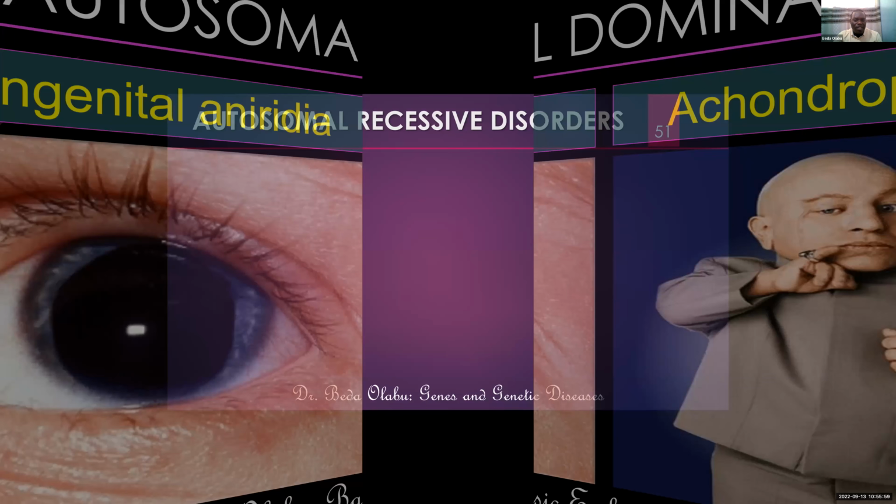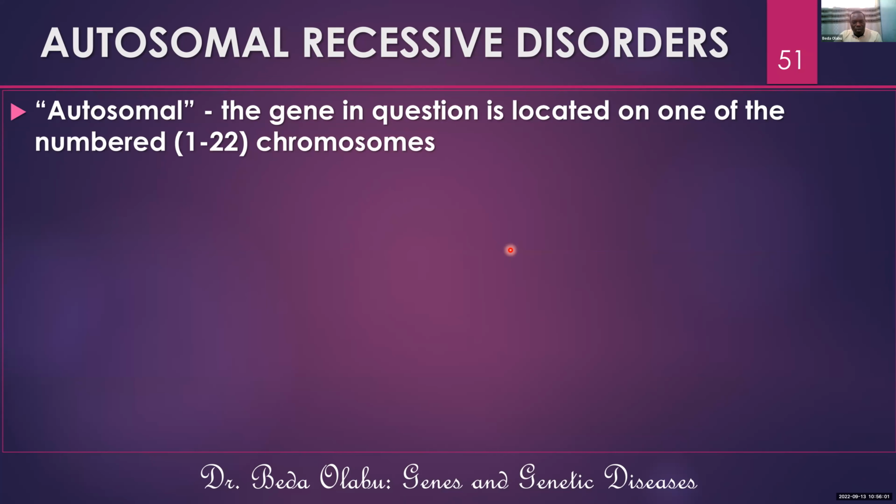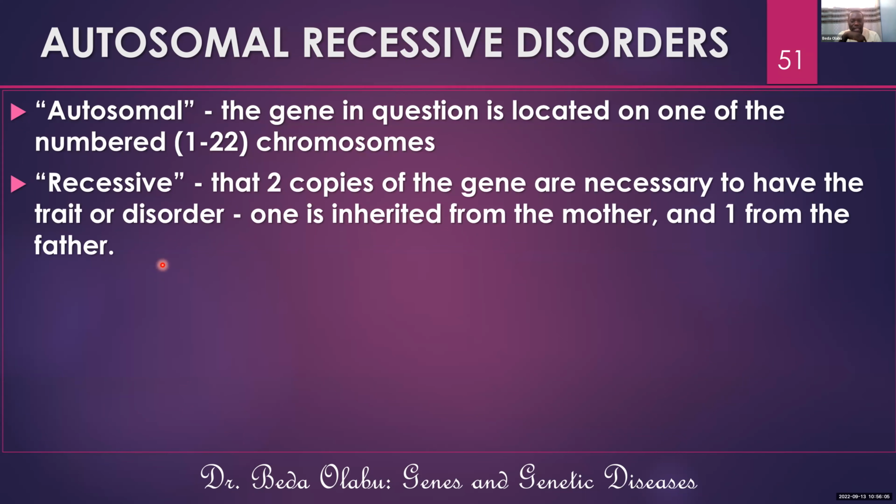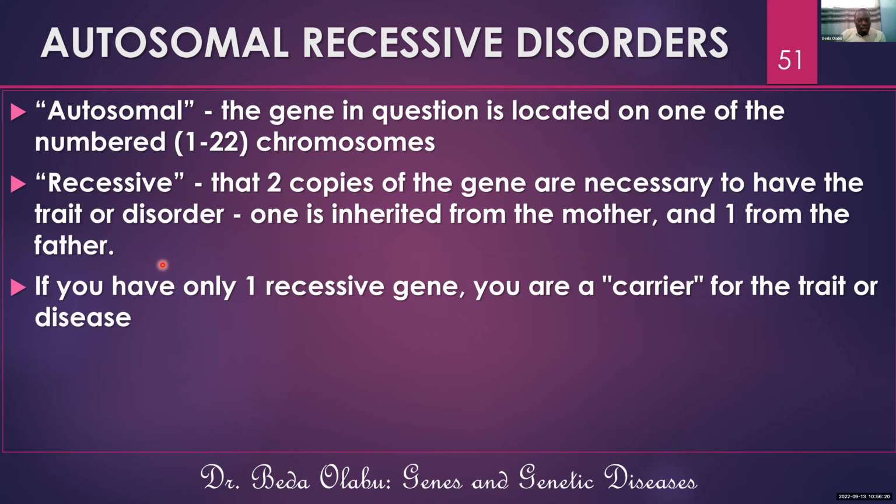Now, autosomal recessive disorders. Autosomal, we've already defined that. Recessive here means that 2 copies of that gene are necessary for the disorder to show. So you'll have to inherit one from your mother and one from your father for that to show. Those are recessive disorders. If you have only one of them, you are a carrier. You don't really show the disease, but you're a carrier of that particular disorder.